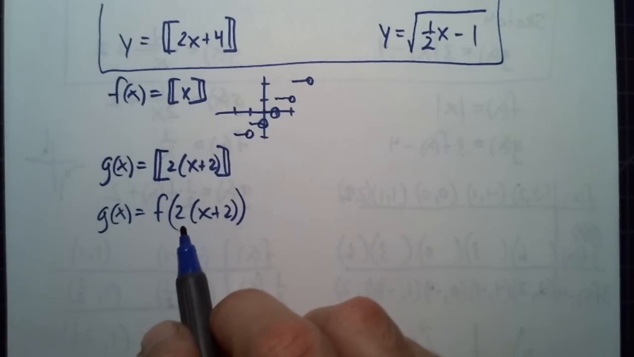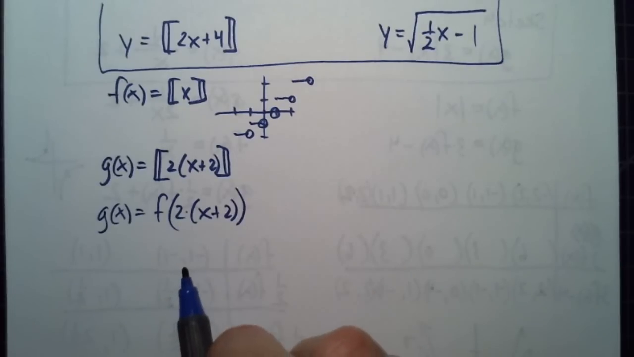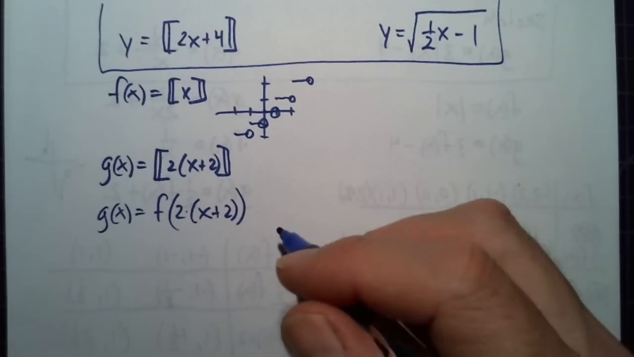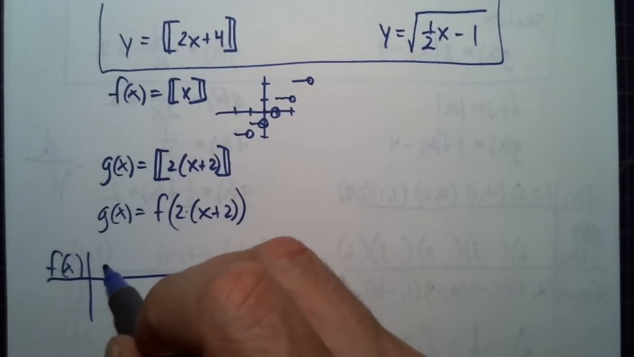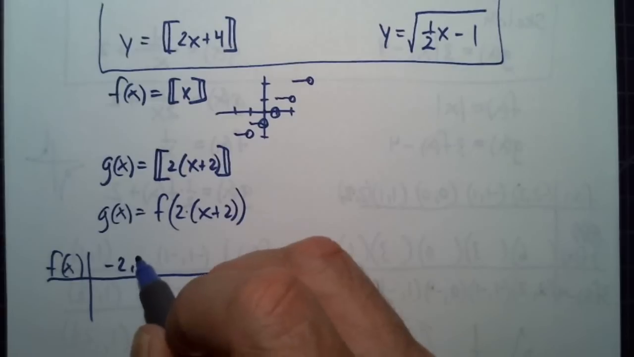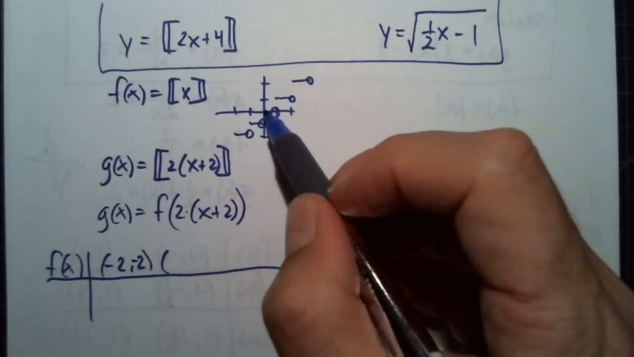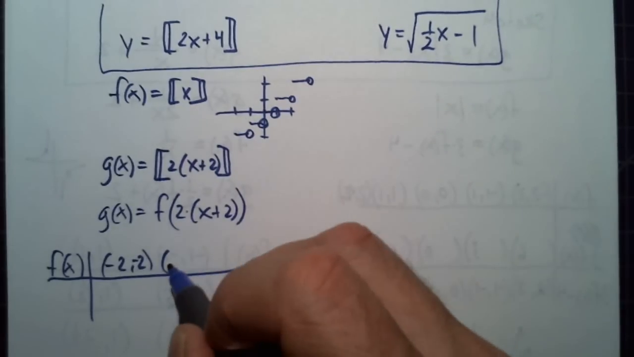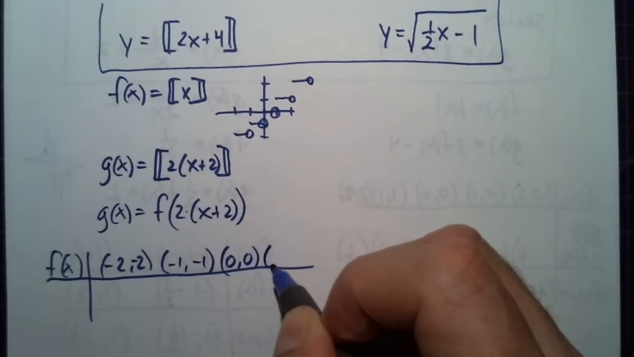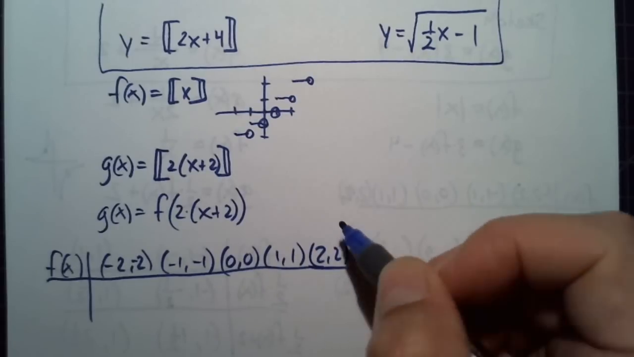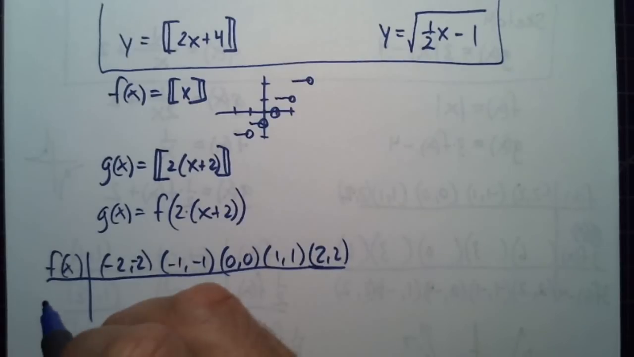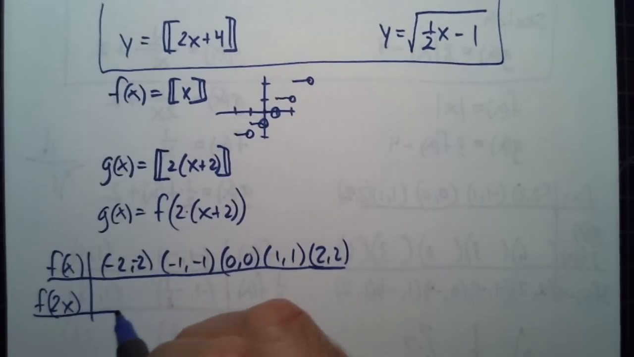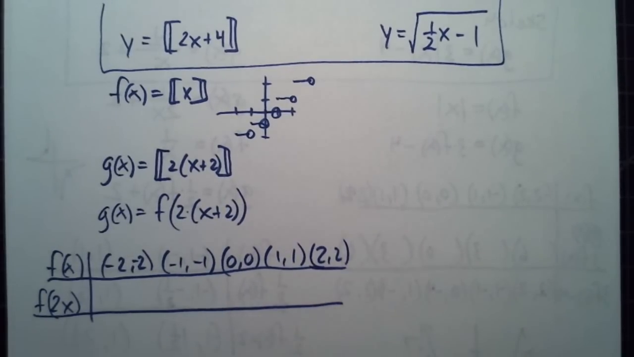And now we can identify that these are both horizontal changes. We're going to do the inverse of multiplication and the inverse of addition to the x values. So let's look at the parent function. Negative 2, negative 2, negative 1, negative 1, 0, 0, 1, 1, 2, 2. And we need to do the multiplication or addition first. So let's do f of 2x, and we have to divide the x values by 2.